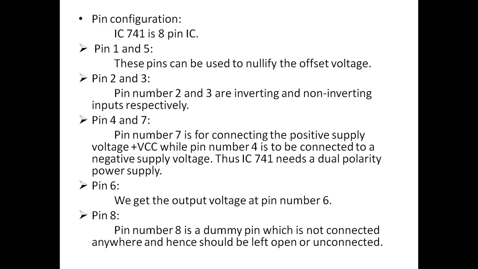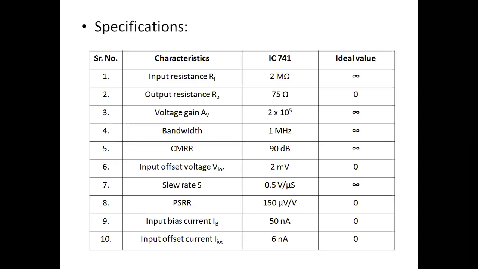At pin number 4, we can give the negative power supply, and at pin number 7, we can give the positive power supply. From pin number 6, we will get the output. And we are not connecting pin number 8 to any device, so there will be no connection. This is the dummy pin. We are not using it, and hence we can leave that pin open or unconnected.